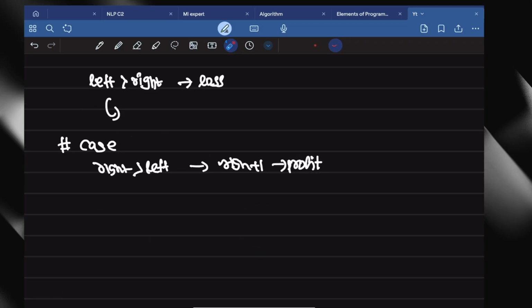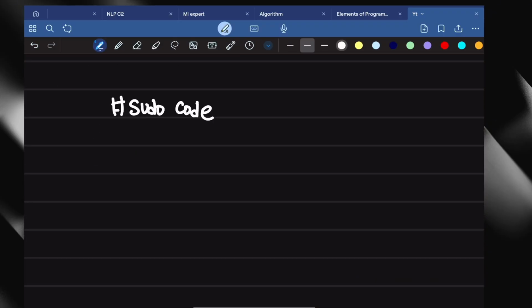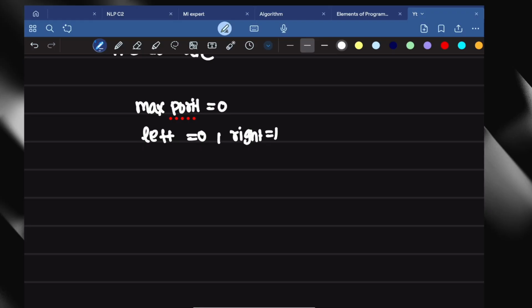So without wasting much time, let's write the pseudocode for this. First let's declare the max profit and the left and right pointers. If you remember carefully, left is going to be at day 0 and right at day 1. This is going to be at day 2. That's the reason why I put 0 comma 1.